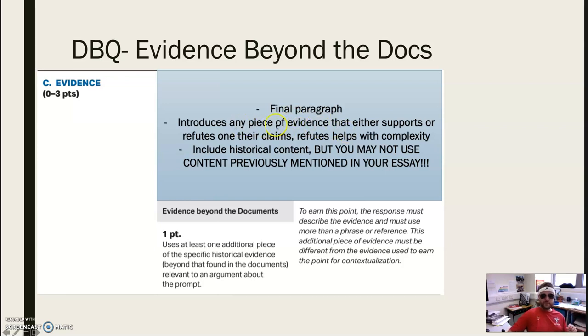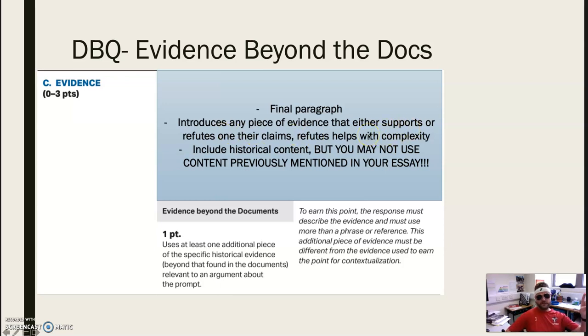Now, it introduces any piece of evidence that either supports or refutes one of your claims, but refuting helps with complexity. So this is an important thing to note, right? One of the things that's useful is that if you use it for the opposite historical claim, to refute a claim, that shows that you're able to see both sides of it, so it adds to the complexity.